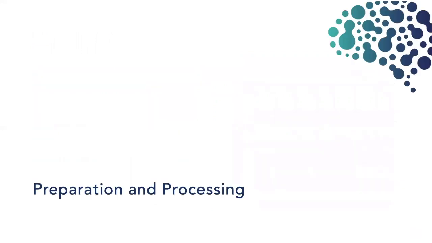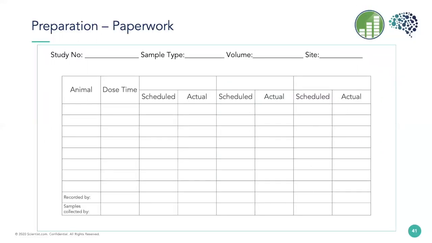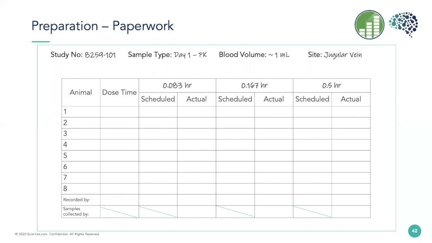Thanks, Julie. So the next challenge we're going to discuss is preparation and processing of those samples that you're collecting. This is an example of a pre-printed collection sheet that has some fairly common information outlined on it. You can see there's space for study number, sample type, volume, and site, as well as entrance of the actual dosing time periods. So I've added the study number and the sample type and all the current information here. And the intended site of collection is included just to help technicians work through it.